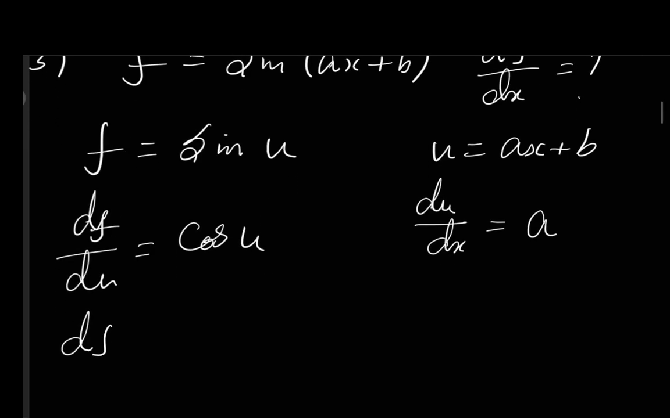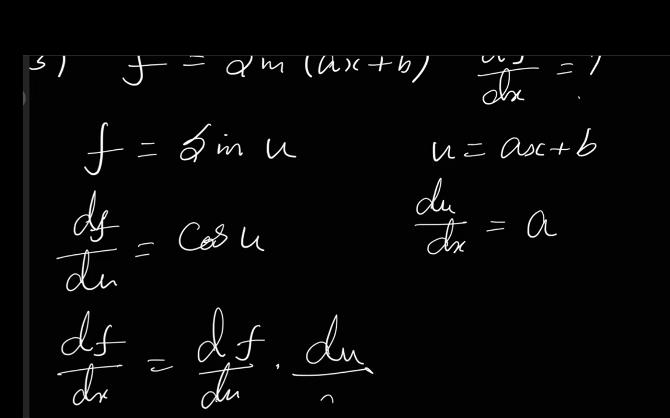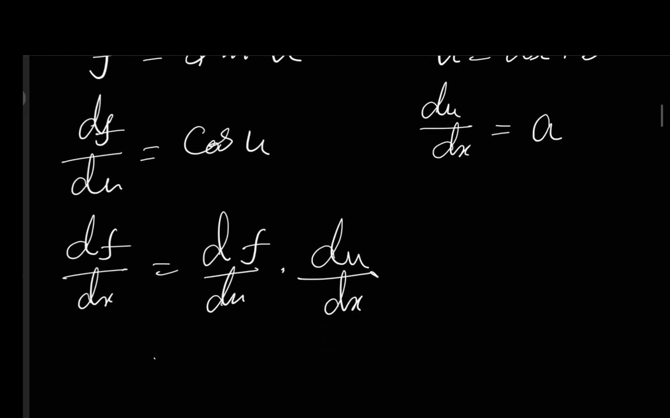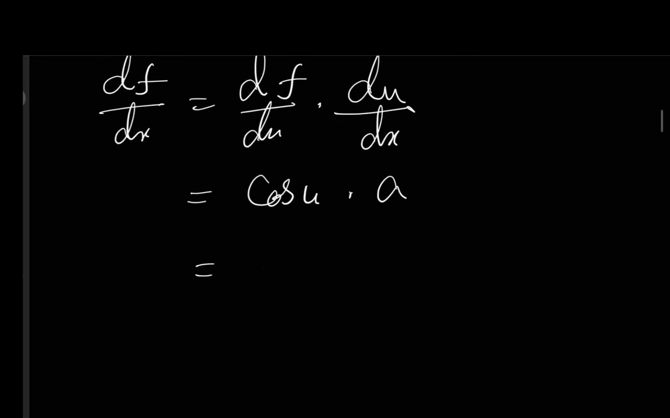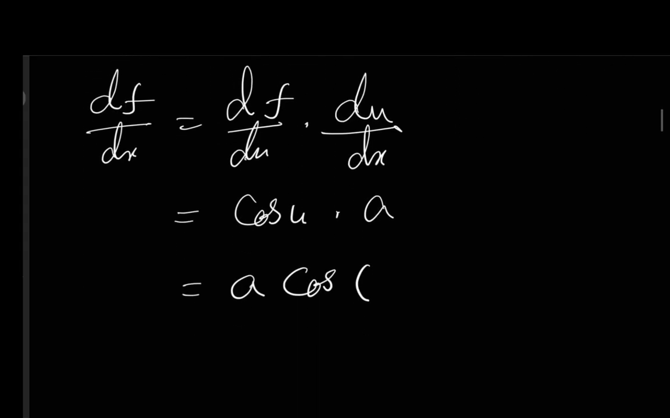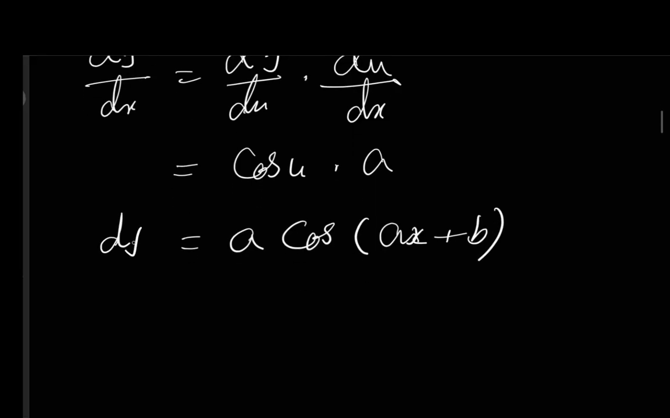So what is df by dx? Differentiate f with respect to u first because it is a function of u, and then differentiate u with respect to x. Substitute here cos u into a. That is, bring this a before, cos of, what is u? ax plus b. This is the answer for df by dx.